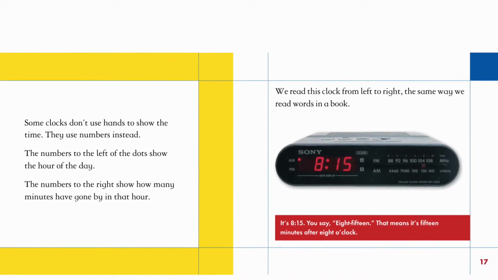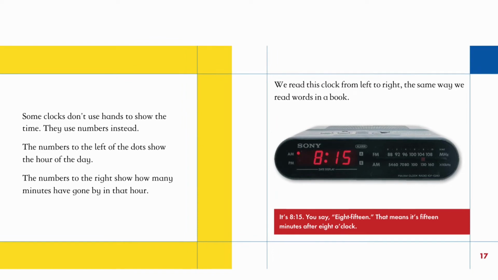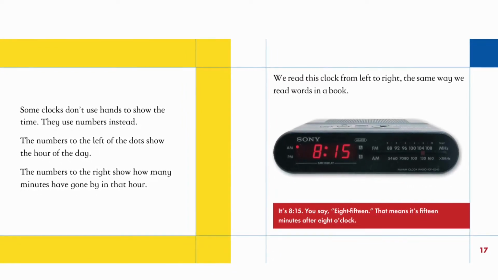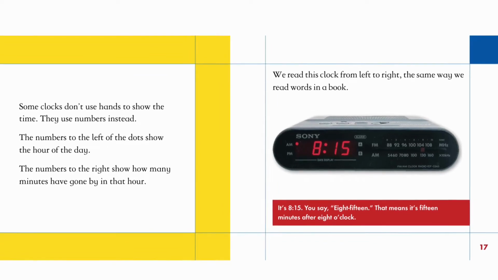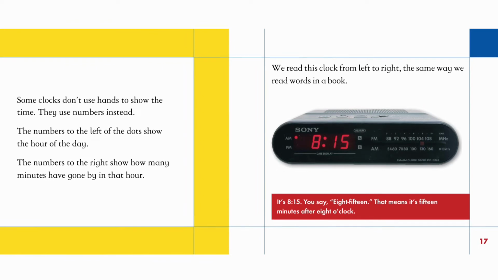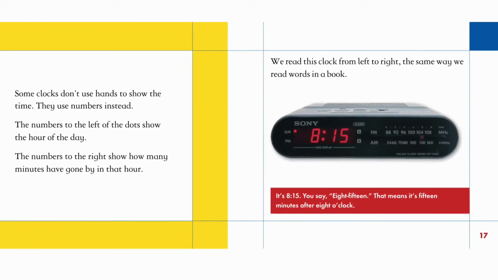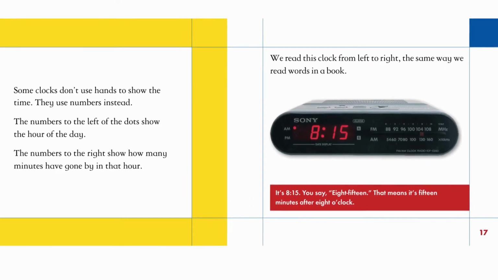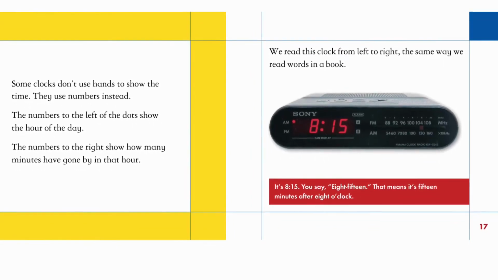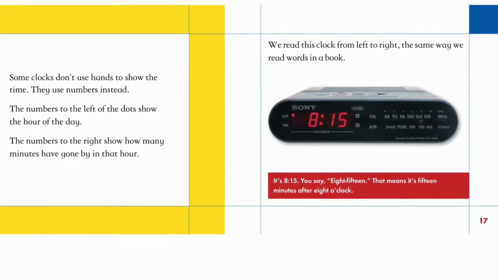Sometimes clocks don't use hands to show the time. They use numbers instead. The numbers to the left of the dots show the hour of the day. The numbers to the right show how many minutes have gone by in that hour. We read the clock from left to right, the same way we read words in a book. It is 8:15. You say 8:15, which means 15 minutes after 8 o'clock.